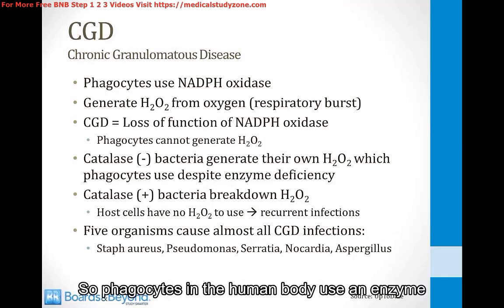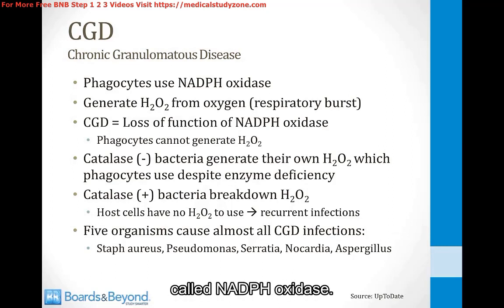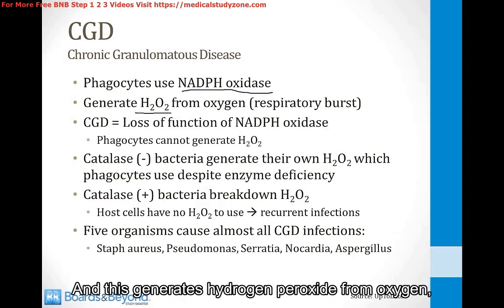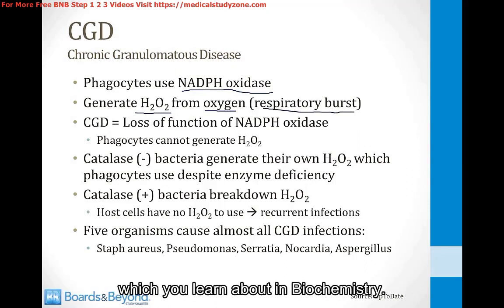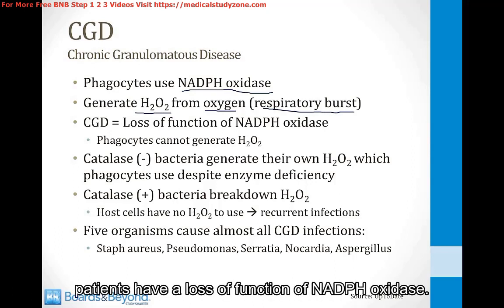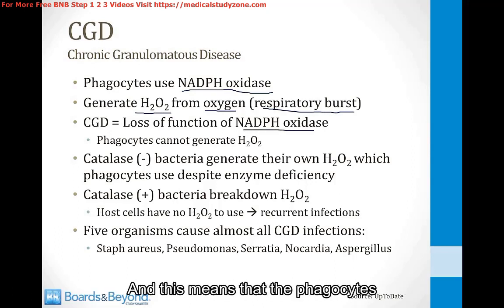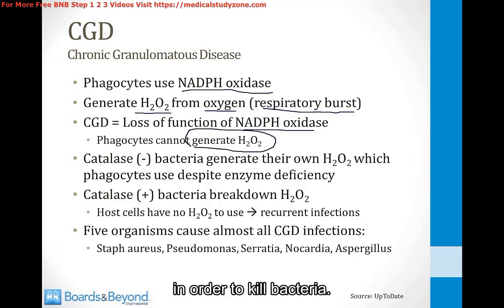So phagocytes in the human body use an enzyme called NADPH oxidase, and this generates hydrogen peroxide from oxygen. This is a process called the respiratory burst, which you learn about in biochemistry. In chronic granulomatous disease, patients have a loss of function of NADPH oxidase, and this means that the phagocytes can't generate hydrogen peroxide in order to kill bacteria.